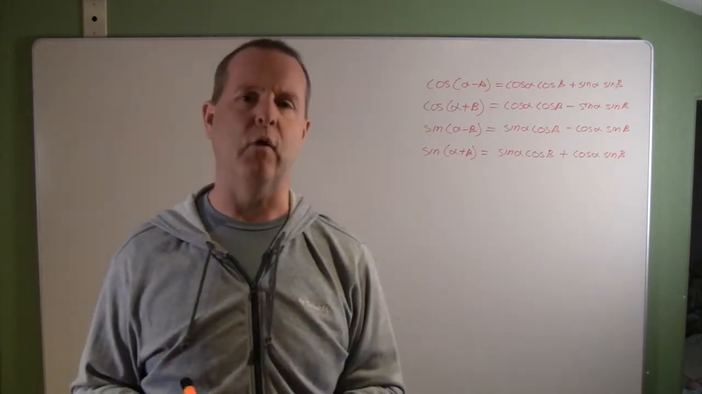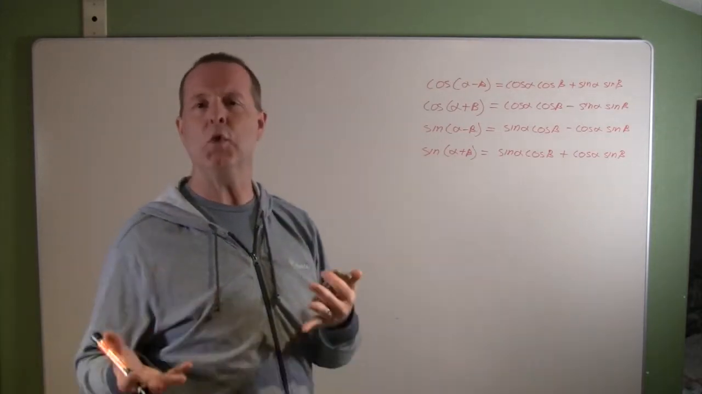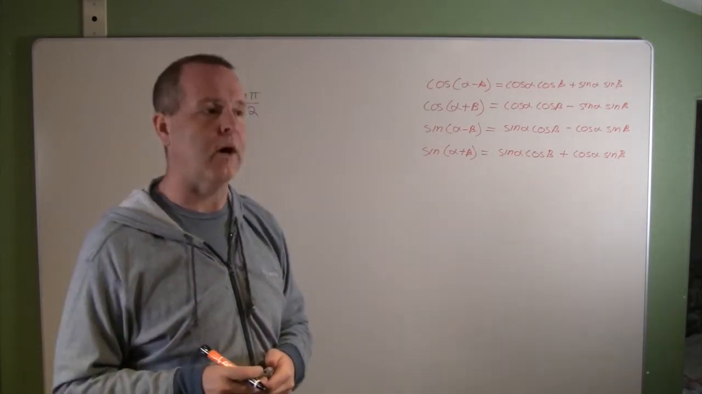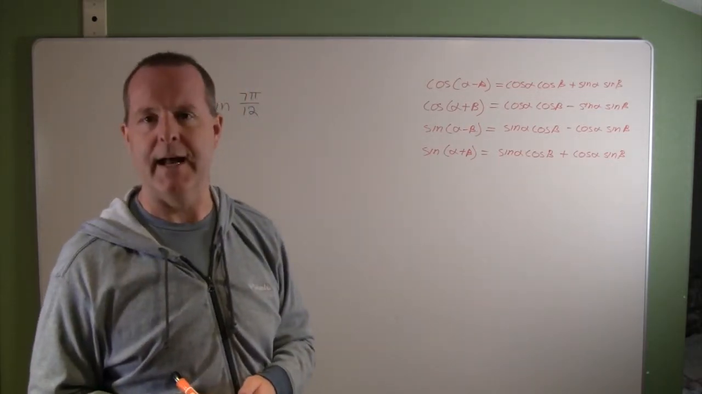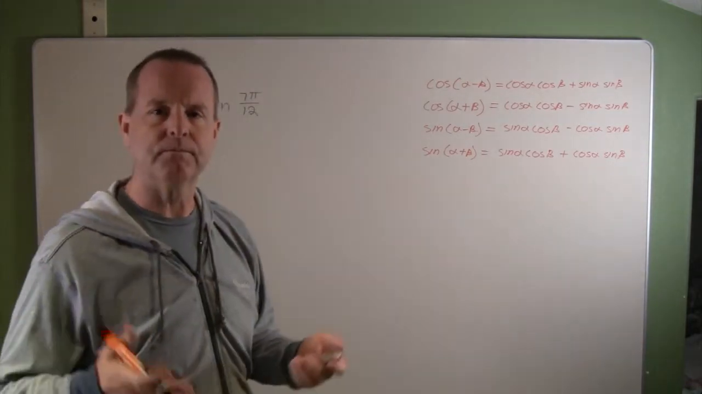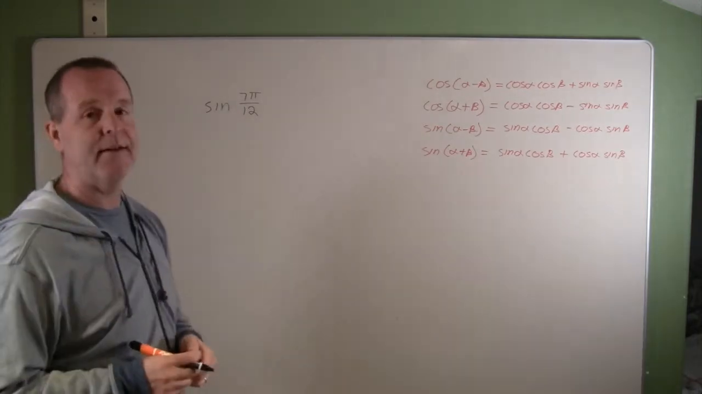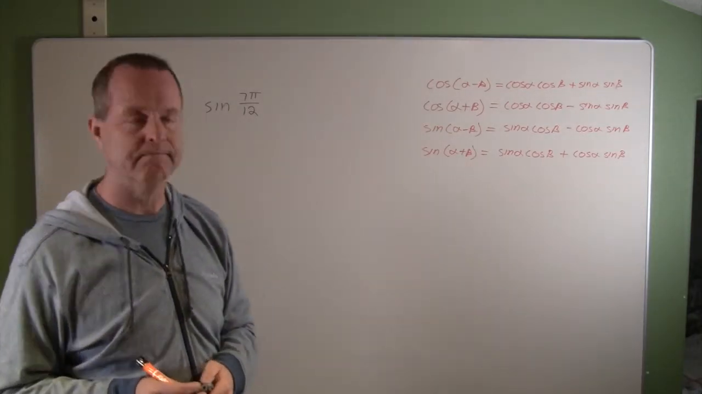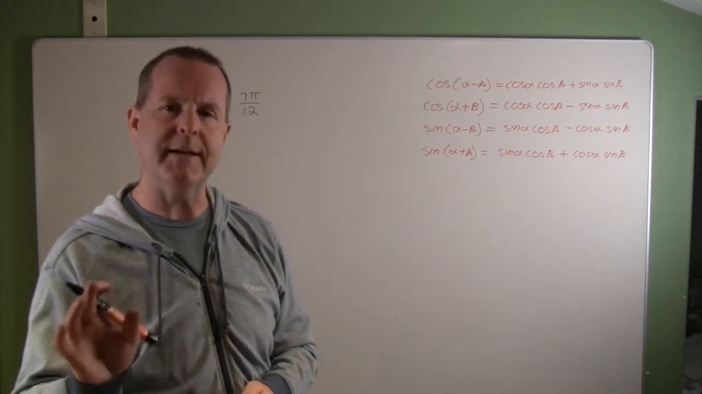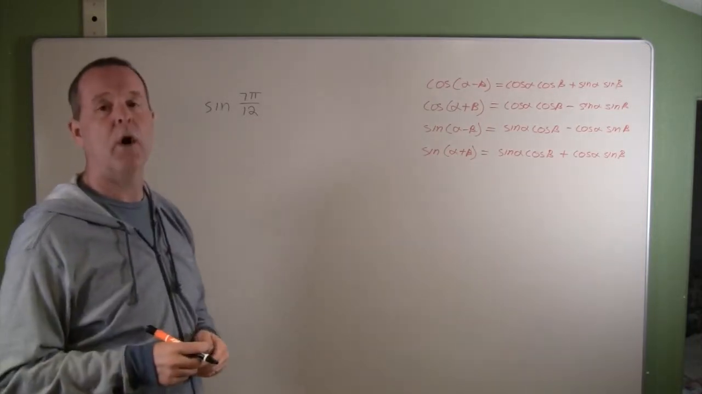These are four formulas that I want you to be familiar with, as these tools can also help us explore and find other angles that we may not otherwise be able to discover. For example, let's say I have the sine of 7 pi over 12, and I want to find its exact value. To do this will be difficult because I don't know what 7 pi over 12 is.